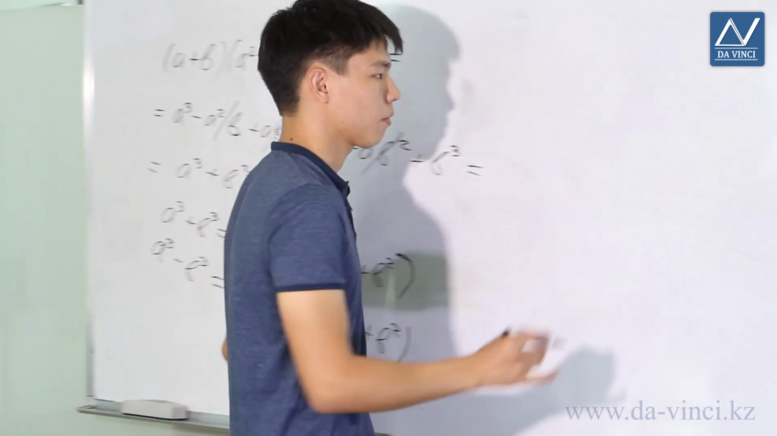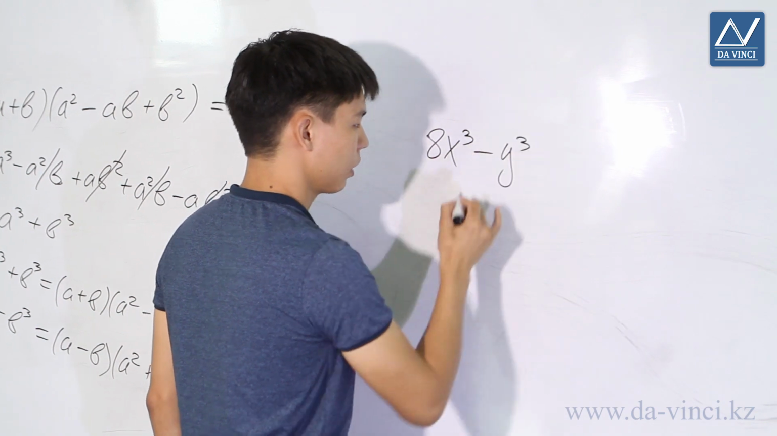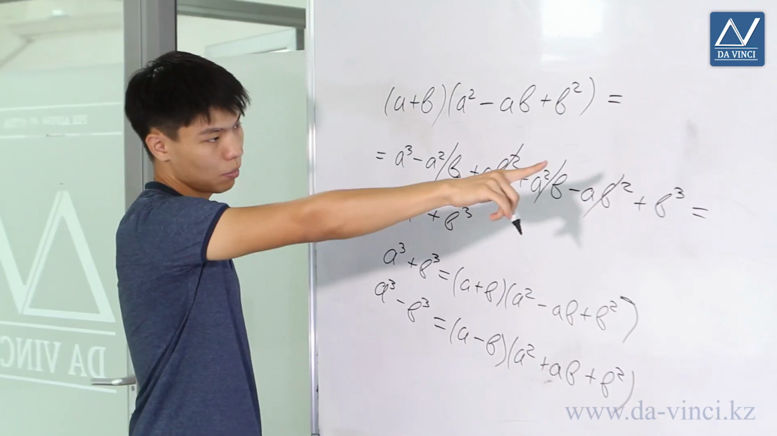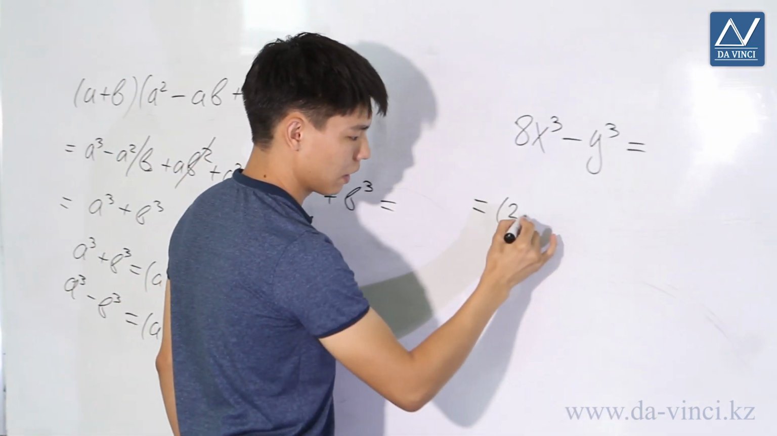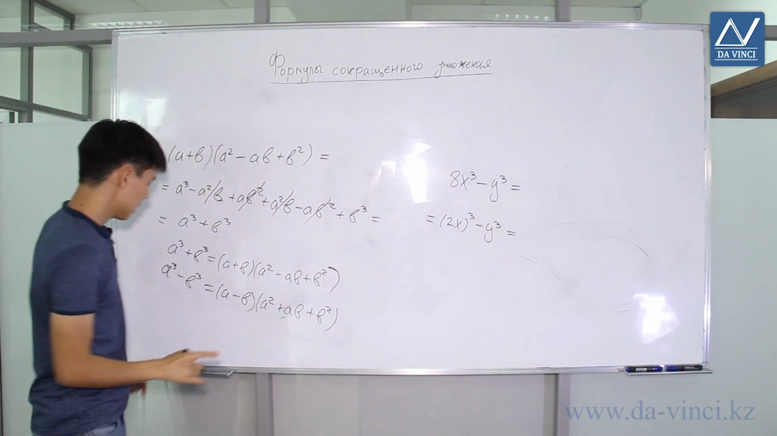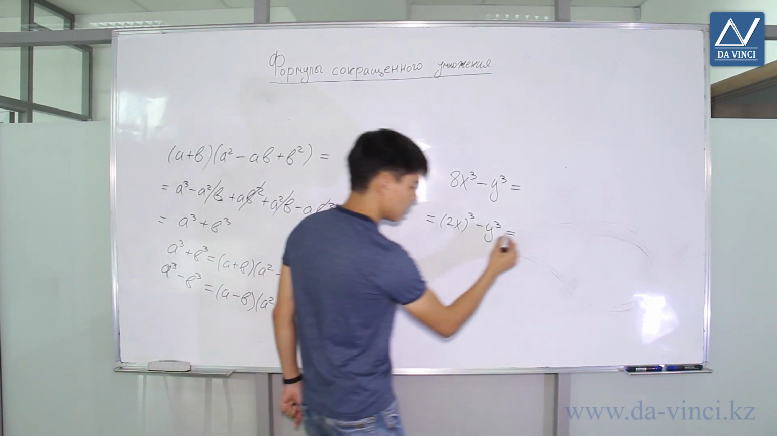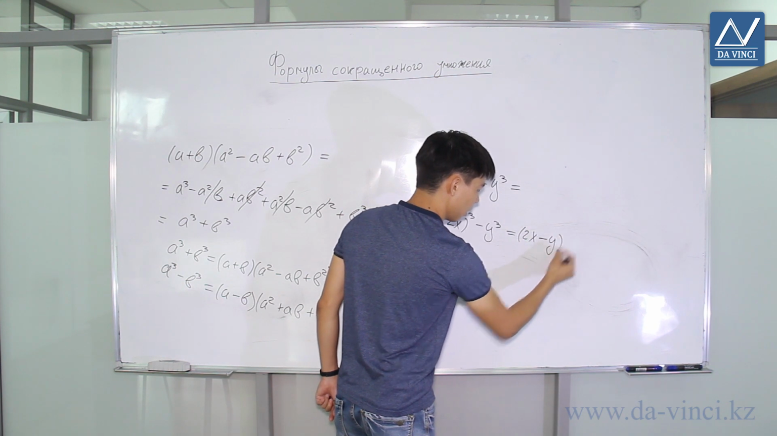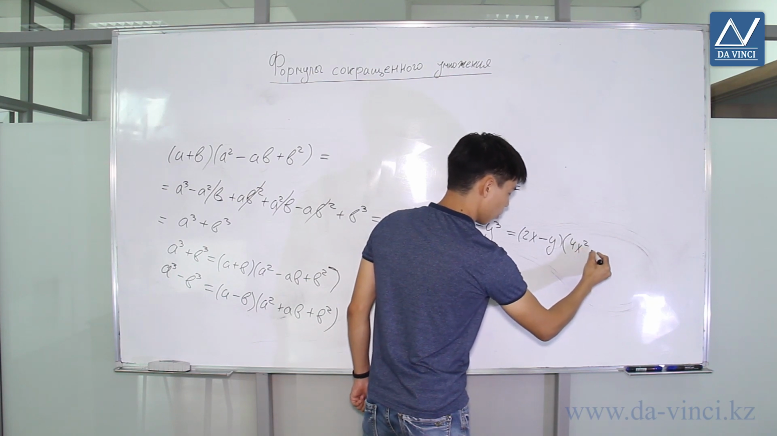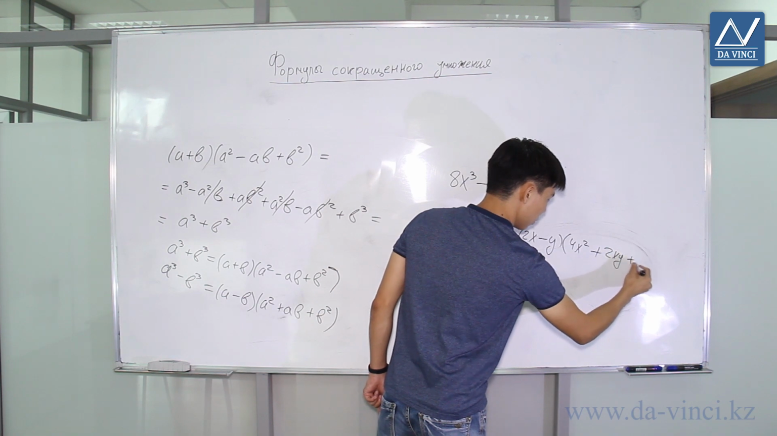Let's take a look at this example. Let's write this expression down according to the formula. We get that 8x cubed minus y cubed is (2x) cubed minus y cubed. So we can write it down as the difference of the cubes of two expressions. The difference of cubes is equal to the product of the difference of these expressions by the incomplete square of their sum. Incomplete square: 4x squared plus the product 2xy plus y squared.